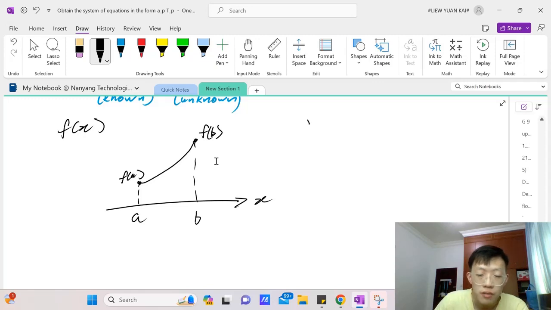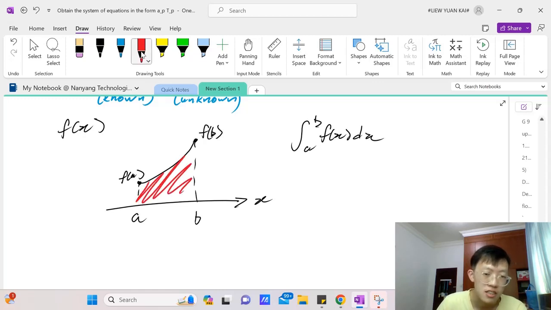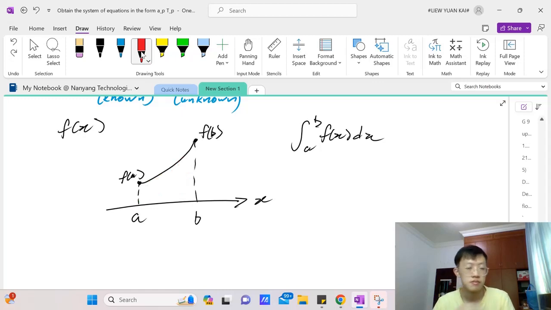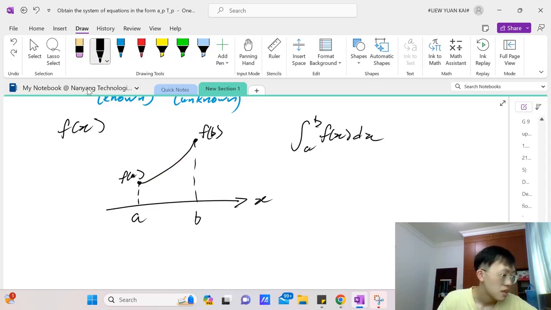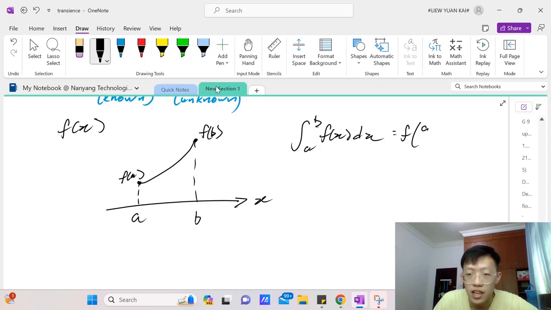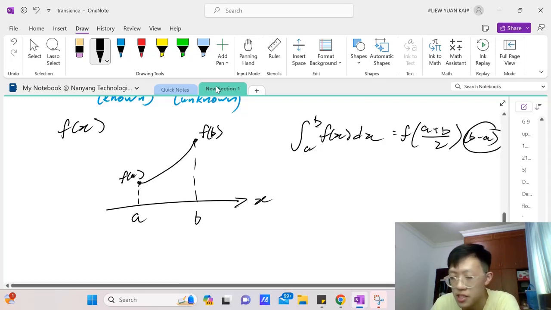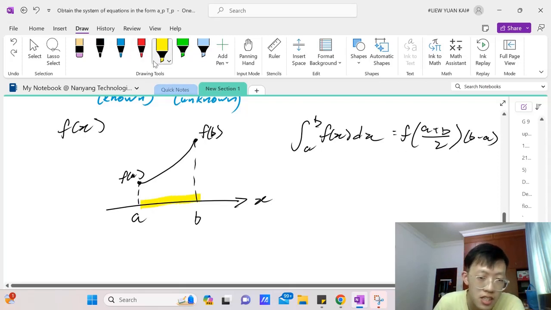Now we want to find the integral from a to b of f of x with respect to x, dx, which is the area under this graph. The most accurate way we do this is using this formula: f of (a plus b) over 2 times (b minus a). Let's have a look. What is b minus a? This is more obvious than the other term. b minus a is the length of this segment. I think a lot of you agree with that.